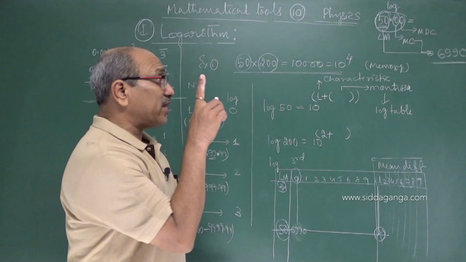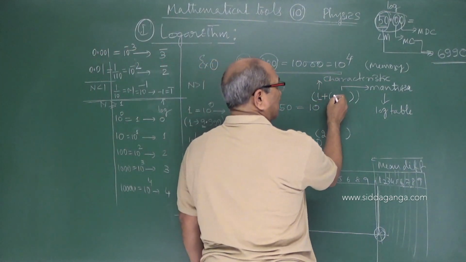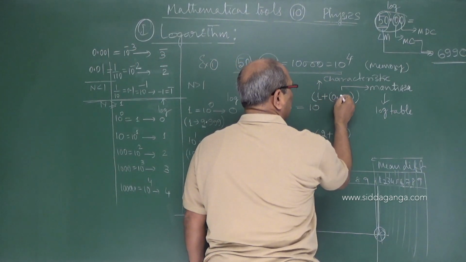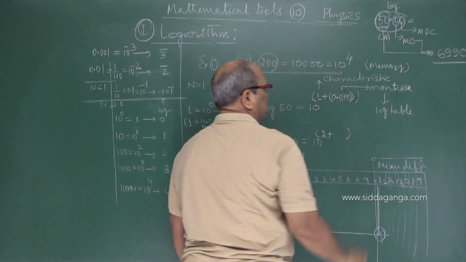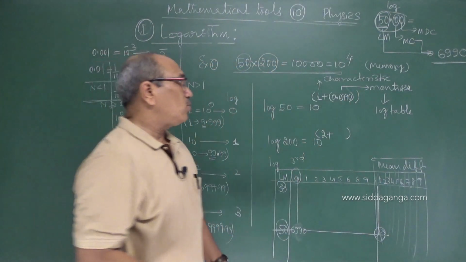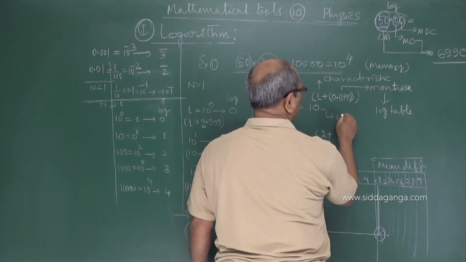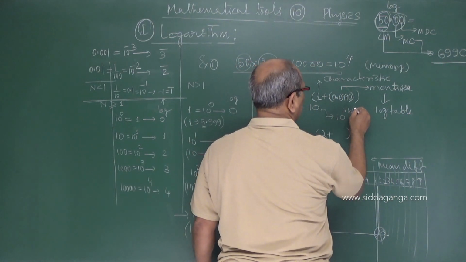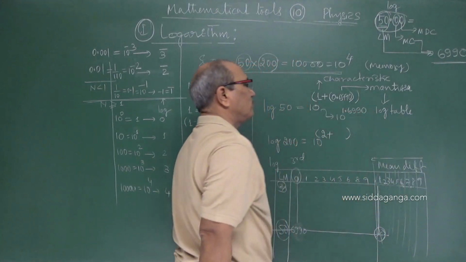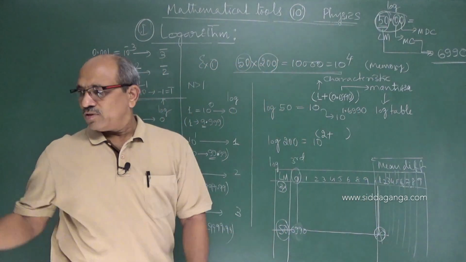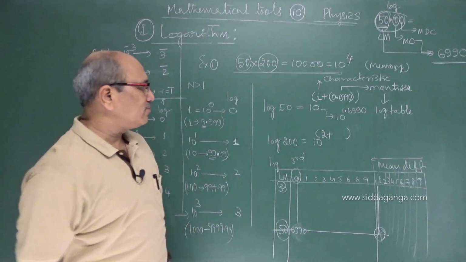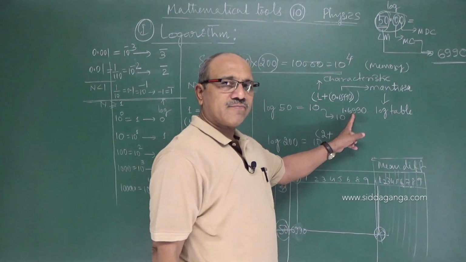What is that? It is a fraction of the log. That I am writing as 0.6990 always. Together I can write this as 10 power 1.6990. I hope you have followed what this log operates.